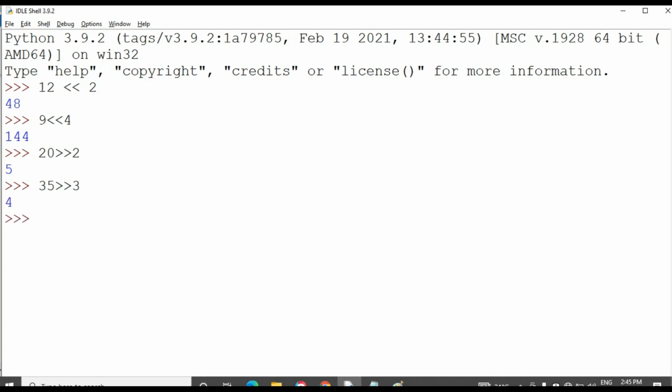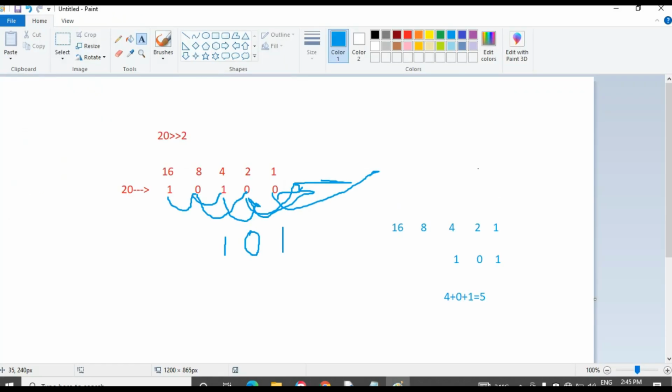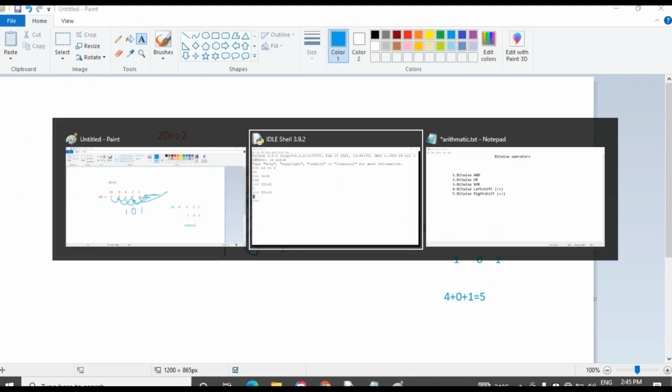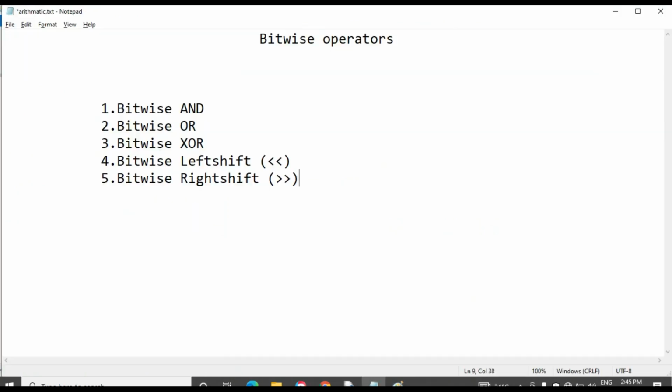35 right shift 3. So it gave the answer 4. Okay friends, bitwise right shift and bitwise left shift are both finished.